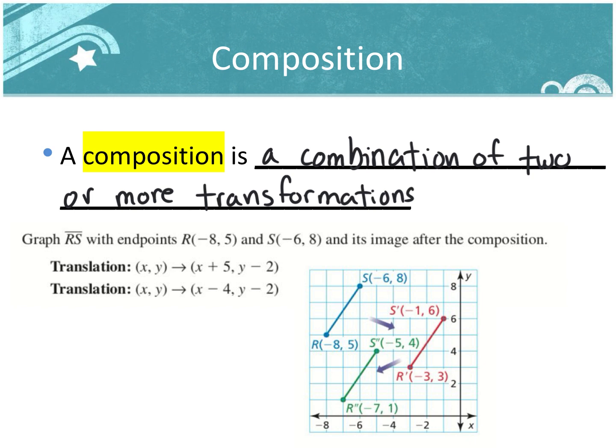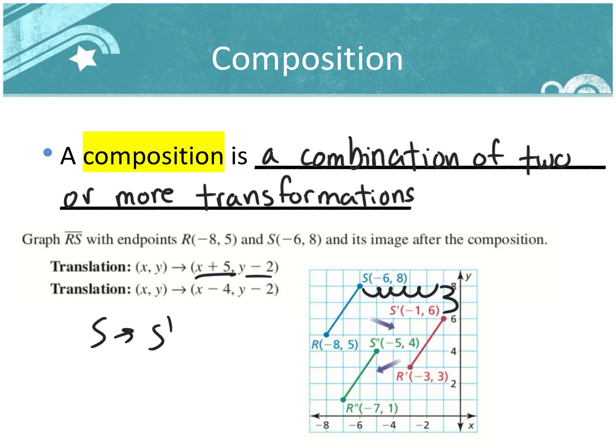I want you guys to notice that in the graph, they're showing us this line segment RS with the endpoints R -8, comma 5, which are right here, and the S with a -6, comma 8, which is up here. Now, in the image, after the composition, they tell us from S to S prime, we have a translation of 5 units to the right and 5 units down. So 1, 2, 3, 4, 5, 1, 2. We land in S prime.